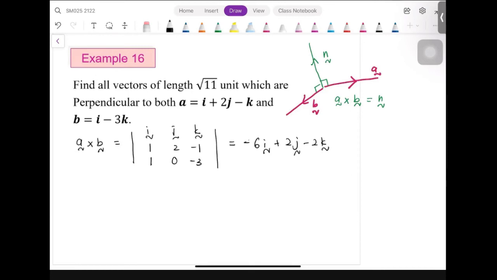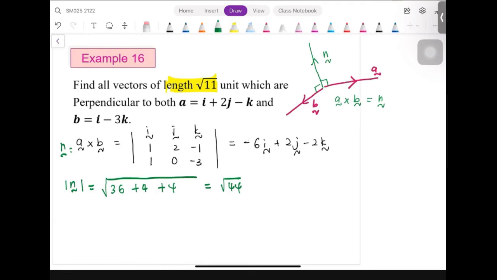But now, the question also asks to find a vector with length root 11. That is basically the magnitude. So now let's check our magnitude. I named it just now as vector n. Let's check the magnitude for vector n. This is root of 36 plus 4 plus 4, so this is root 44. So we have a problem here because we want a vector with length root 11, but now our vector is root 44.